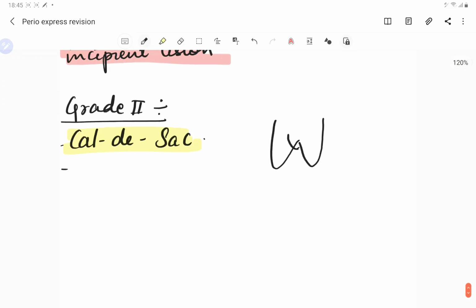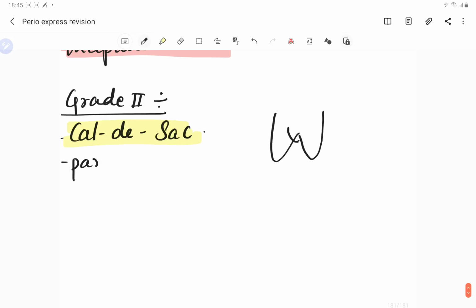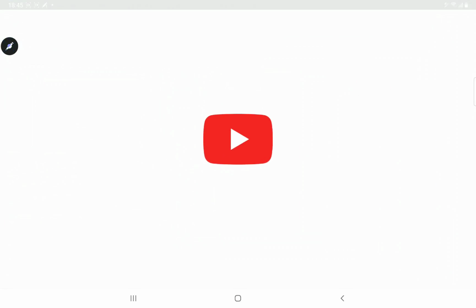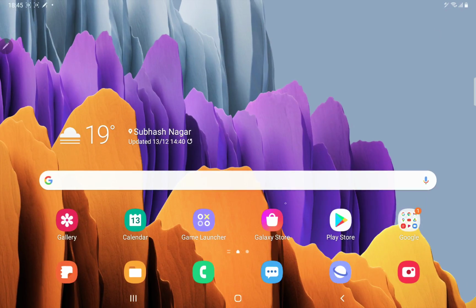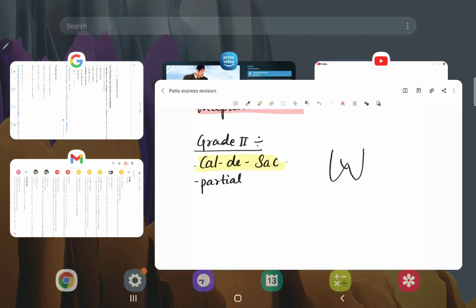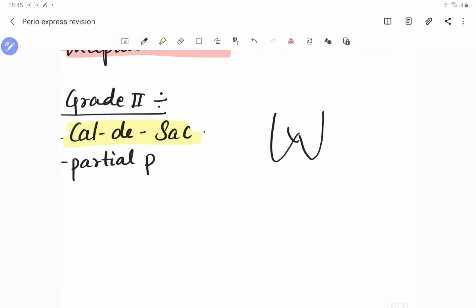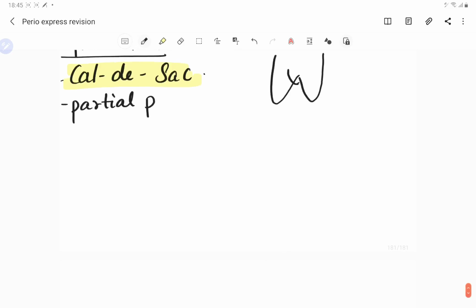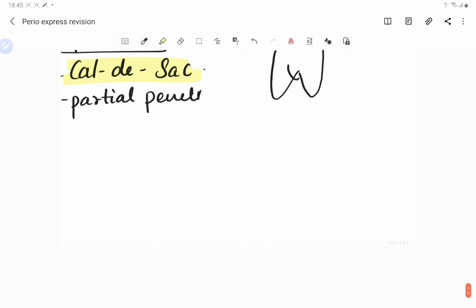So guys, cul-de-sac lesion means there is a horizontal component and the probe cannot pass through and through, so there is a partial penetration of the probe.